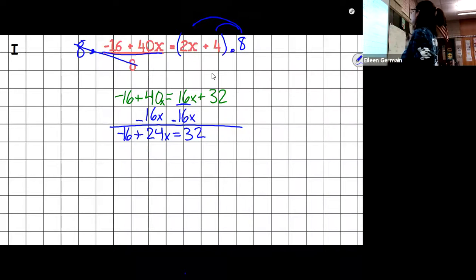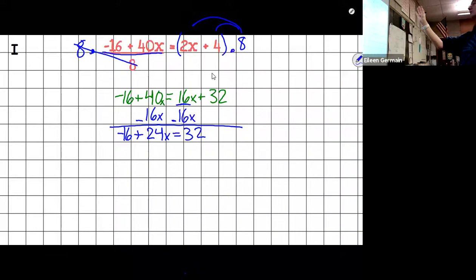So what would I have to do to each side here? So I have my x's all on the left side. So I need to move my constants over to the right side. So how would I do that? What do you think, Kyle?